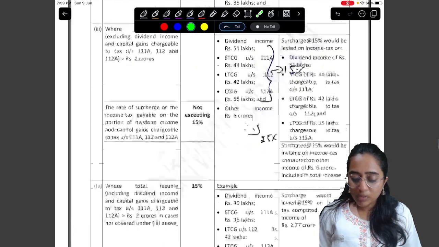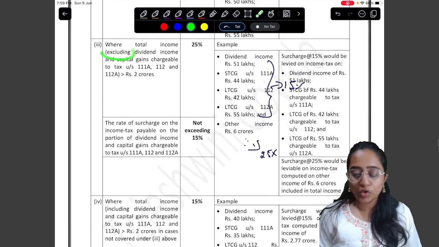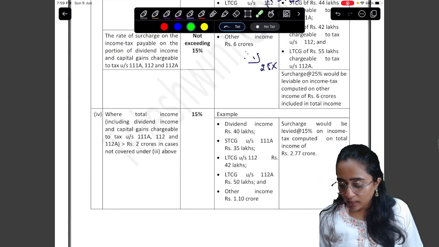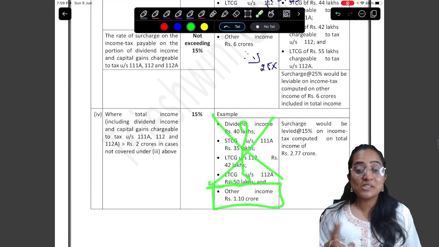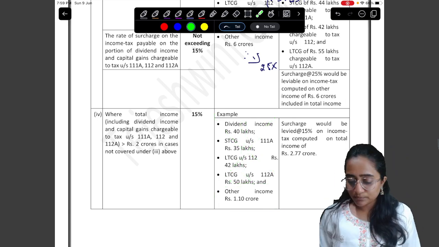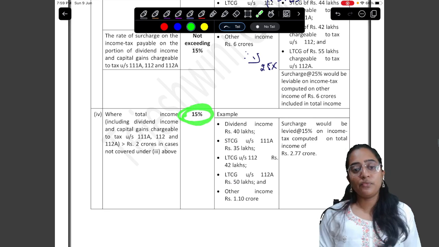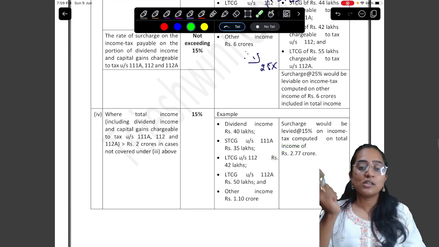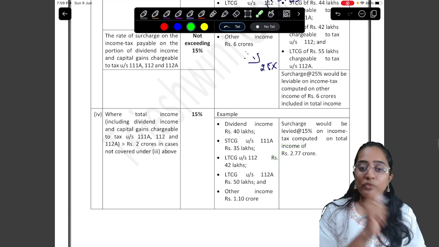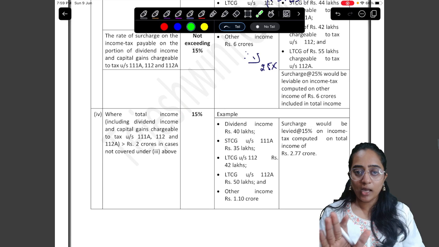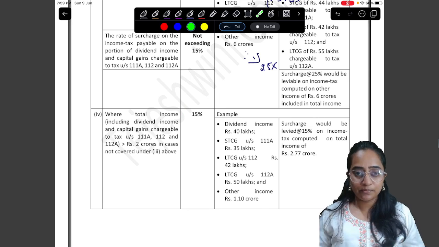Everyone. If you come into case number 3, you should exclude, no? If your total income is excluding this income, then it is just going to be 1.1 crore, which doesn't come under case number 3. Then obviously it will come under case number 4. Then it is going to be how much? 15%. On the entire income under category 4, the surcharge which is applicable is going to be 15%. Simple. I hope everyone, it is very clear. Done.